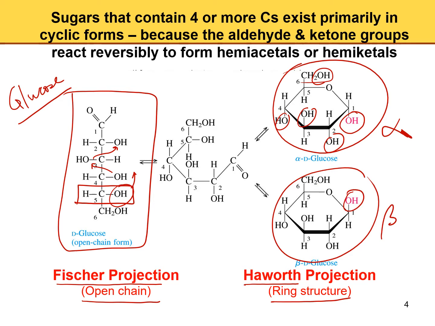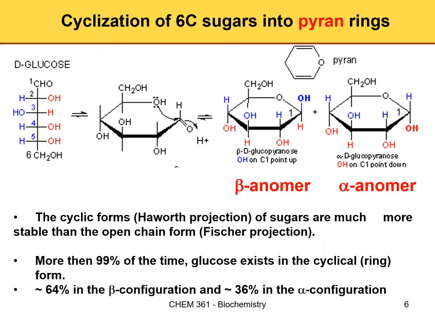Now moving on, we talked about the pyranose forms of glucose. They are more stable, existing in that configuration 99% of the time. The beta is more stable, so beta is 64% as opposed to 36% for the alpha form. And this is roughly less than a percent here.